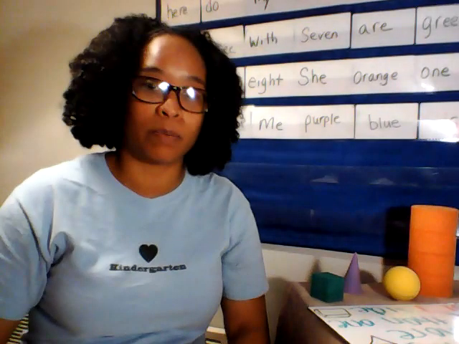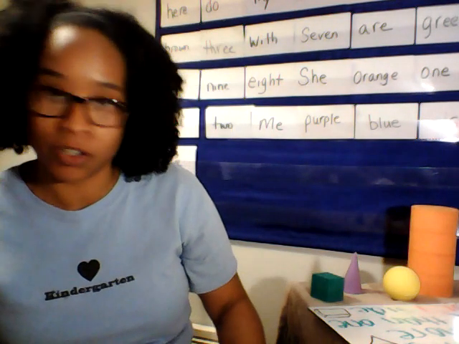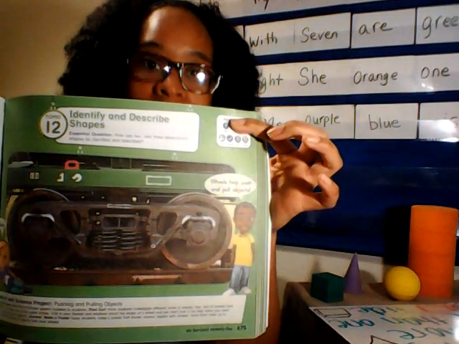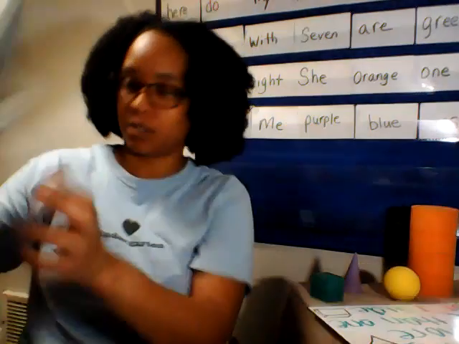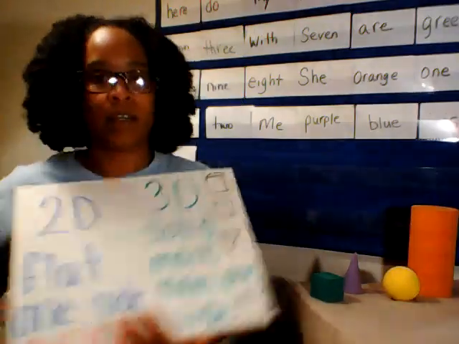So my friends, before we left school, you knew that in our math books, we were finished with our topic 11. And now we are moving on to topic 12, which is identifying and describing shapes. So today's lesson is going to be an introduction to our 3D or three-dimensional shapes and a review of our 2D or two-dimensional shapes. So let's start off.